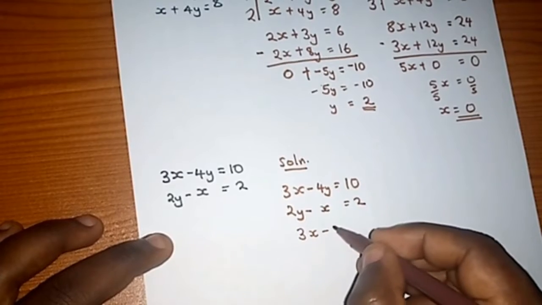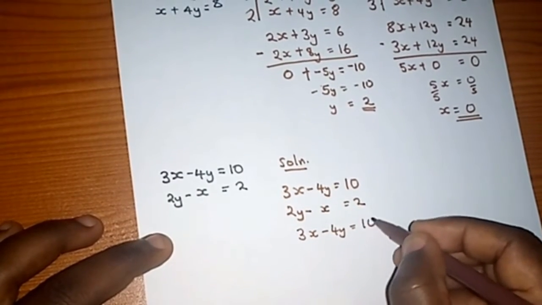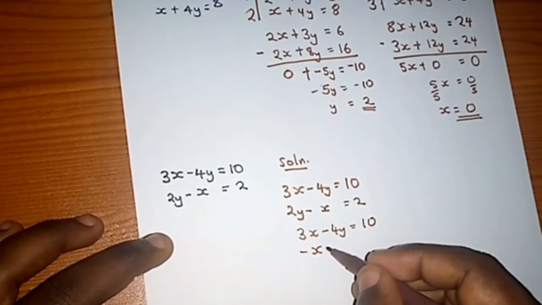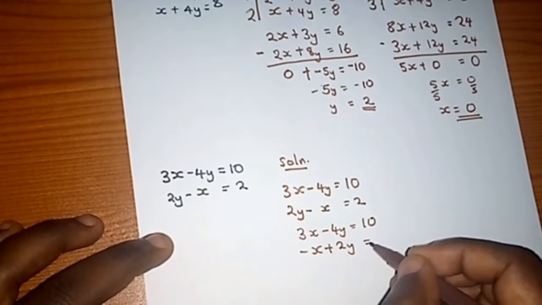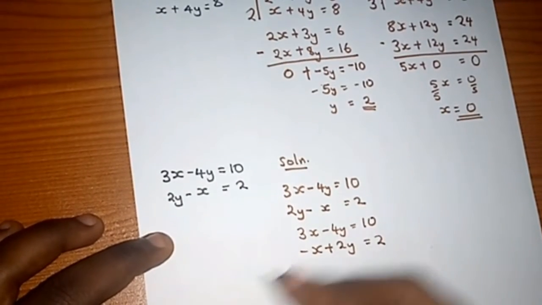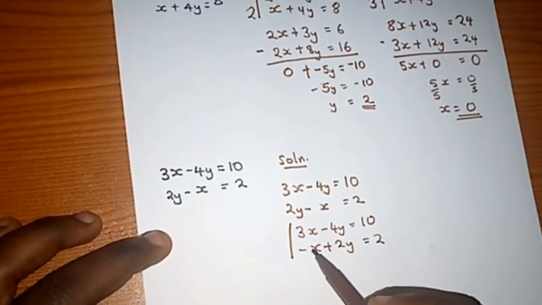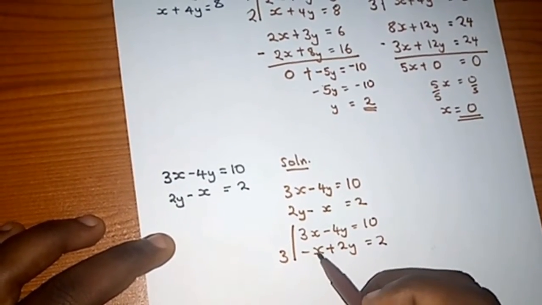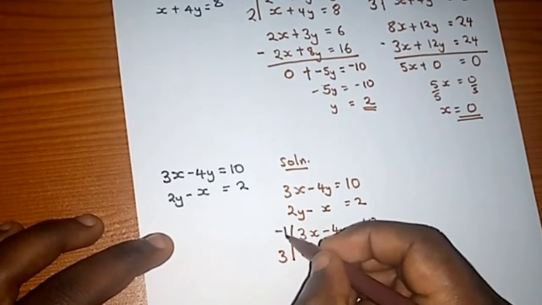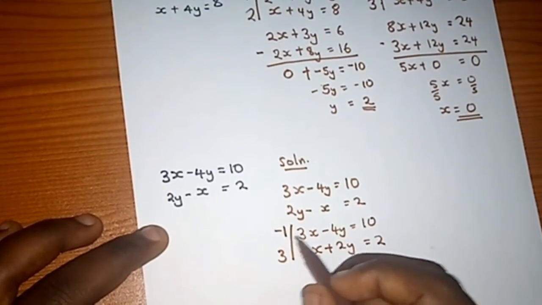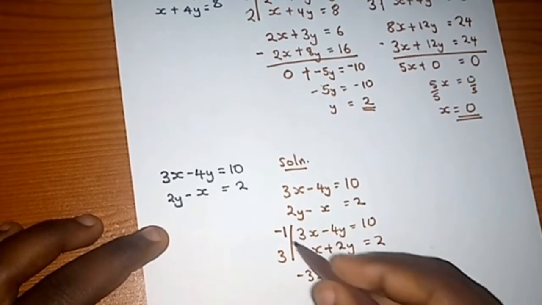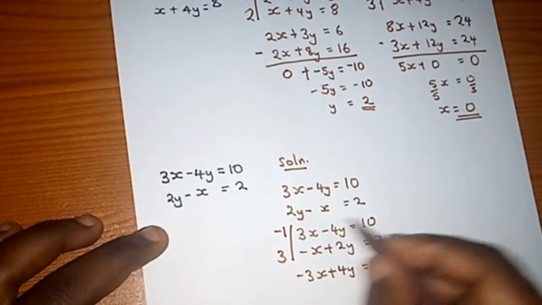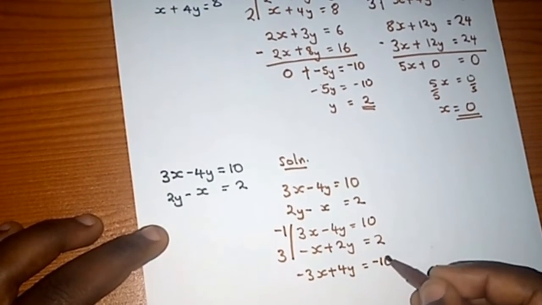So you have 3x minus 4y equals 10, my first equation. Then write the second equation very well, which is minus x plus 2y equals 2. So the coefficient of x in this first equation is 3. Write the 3 here. The second equation, the coefficient is negative 1. So multiply negative 1 times 3, which is negative 3x. Negative 1 times negative 4y, this is positive 4y. Negative 1 times 10, get negative 10.